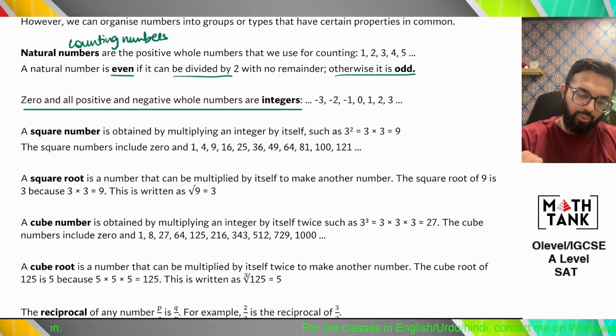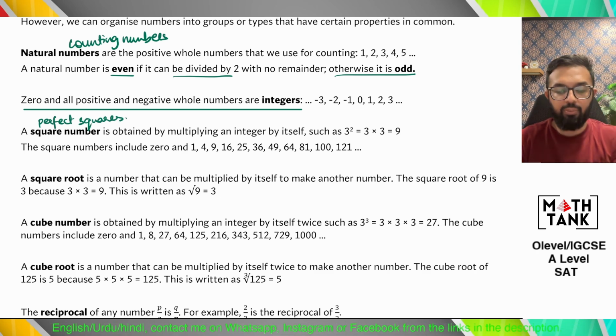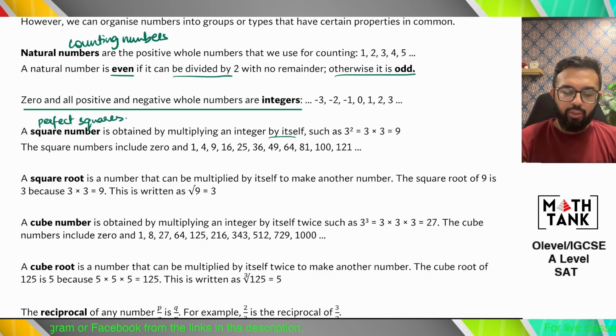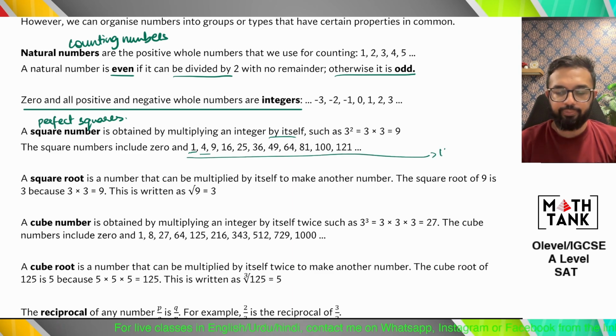Square numbers are also called perfect squares. A square number is obtained by multiplying an integer by itself. So 3 squared gives you 9, so that's 3 times 3. What are the square numbers? 1 squared is 1, 2 squared is 4, 3 squared is 9, 4 squared is 16, and so on. Ideally, you should remember these up till 20.